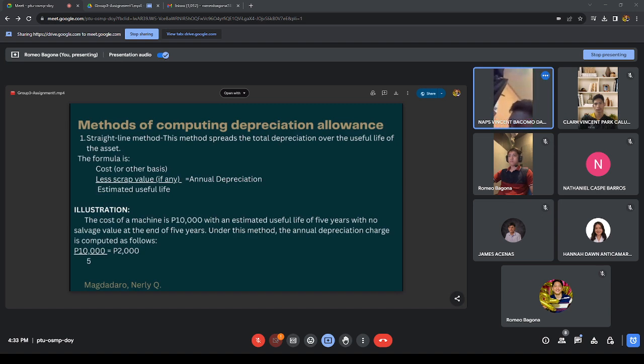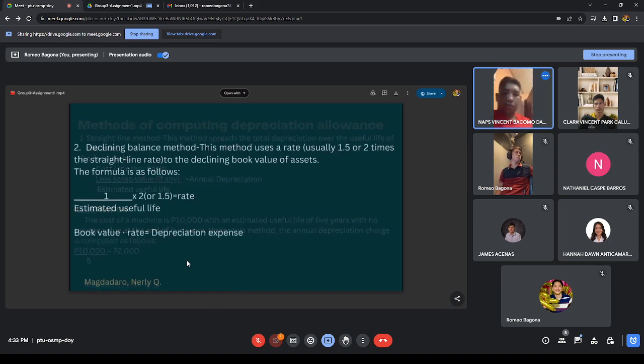So based on the formula, we have distributed the cost of a machine, which is 10,000 pesos, over its estimated useful life of 5 years, equals 2,000 pesos. So this is how the straight line method works. Let's proceed to the second one, which is the declining balance method.